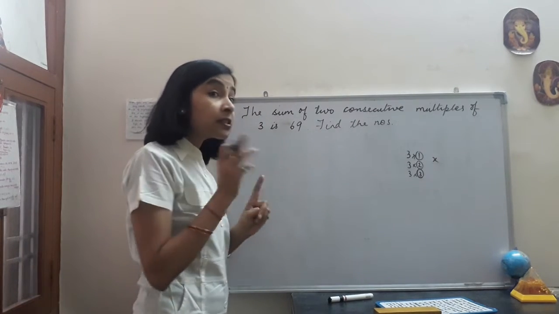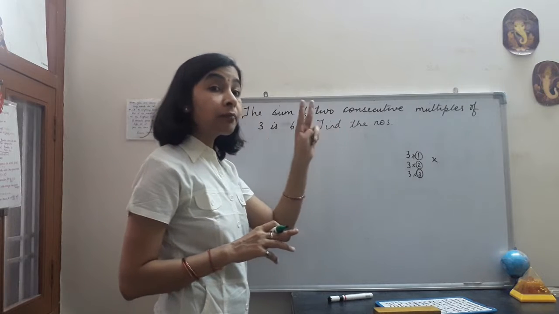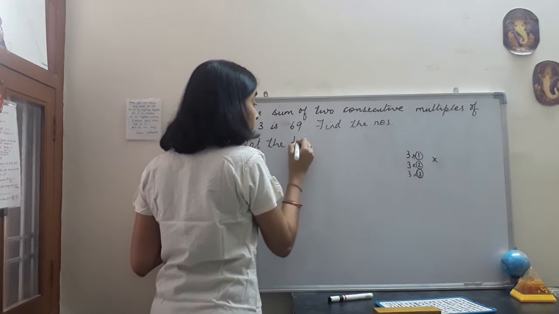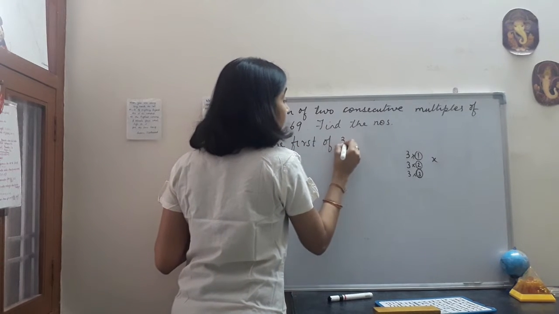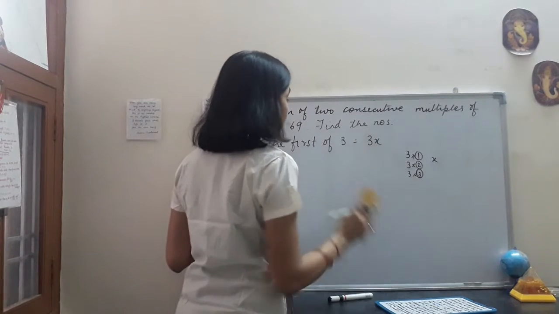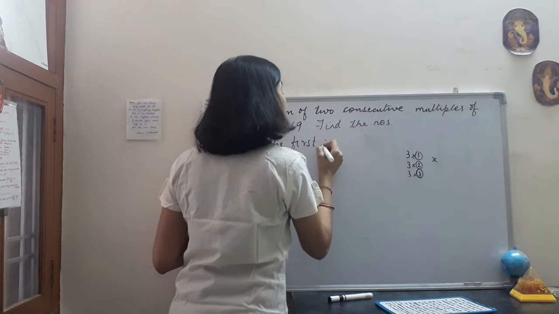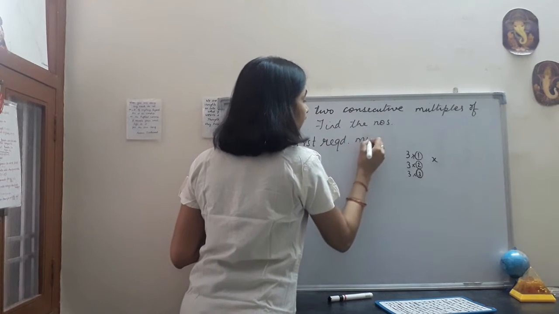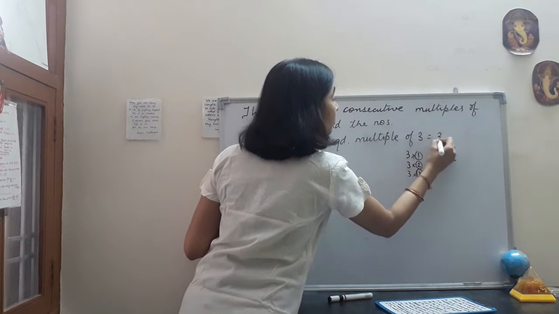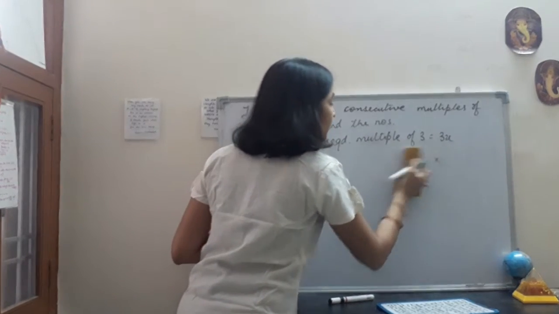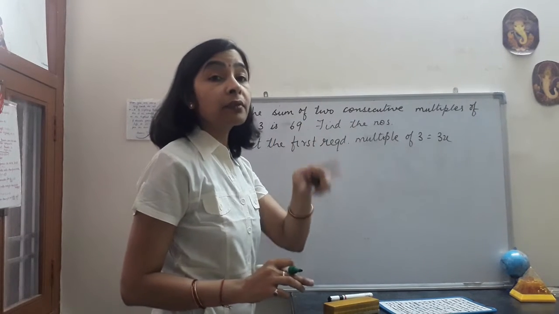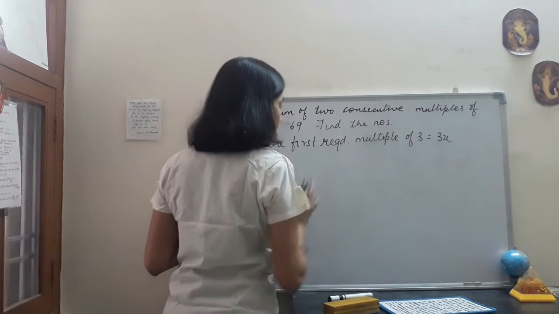So what will be the first multiple? That means we want to find two multiples from among them. What will be the first multiple of 3? Let the first required multiple of 3 be equal to 3x, because the first multiple of 3 will be 3 itself, then 6, but we want a particular one whose sum with its consecutive multiple is 69. So the first required multiple of 3 is equal to 3x.